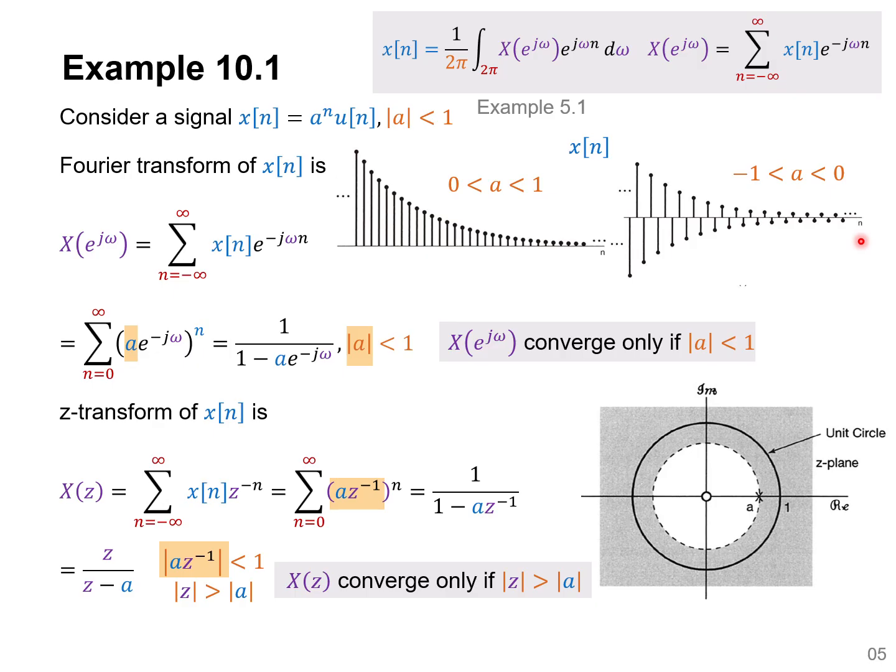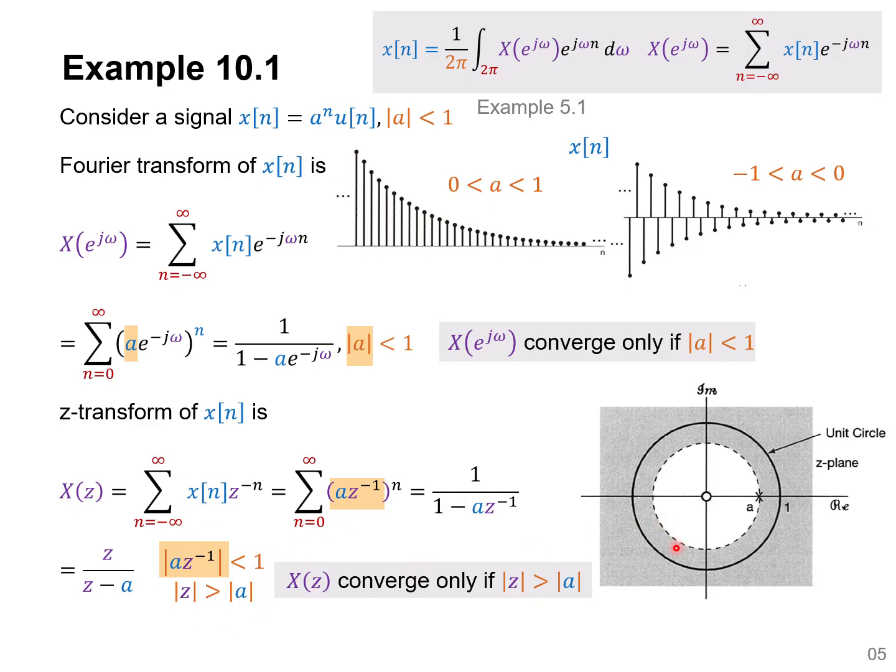Now we find the z transform. We use the formula of x of z. The result is x of z equals z over z minus a. The absolute value of a times z to the minus 1 must be less than 1. So the z transform works only when the magnitude of z is larger than a.